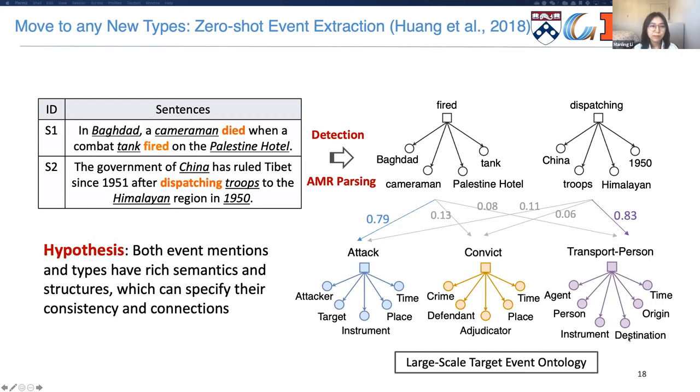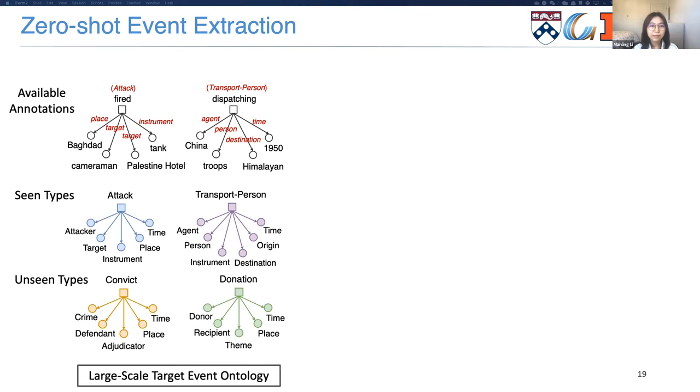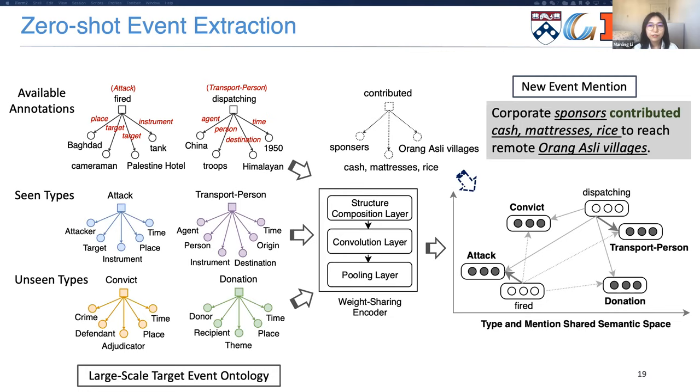Given a target event ontology, the goal is to learn a generic mapping function, and this mapping should be independent of event types, so it can be trained from annotations for a limited number of seen types and then applied to any new unseen event types. So we jointly represent and map event mentions and types into a shared semantic space. And for event mentions with unseen types, their structures will be able to project into the same semantic space using the same framework. And then we can assign types with top ranked similarity values.